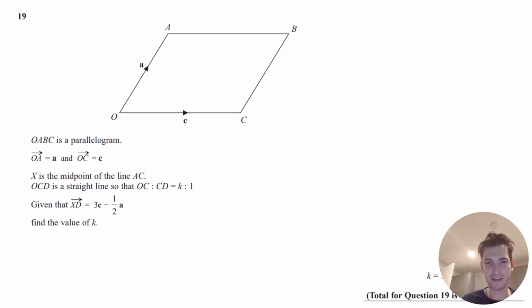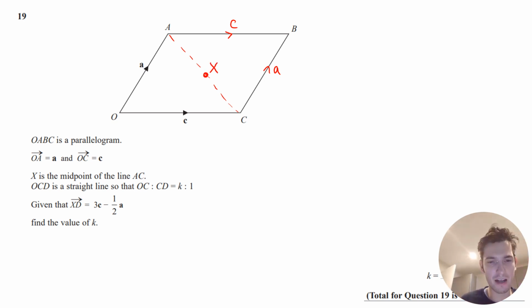All right, it's a vector question here. So let's have a look at it. So I've got a parallelogram here with O to A is A. So I'm just going to write in A there and C there. It might be useful later, might not, but we'll have a look. X is the midpoint of AC. Okay, so let's draw in this line AC, and let's put X somewhere in the middle there.